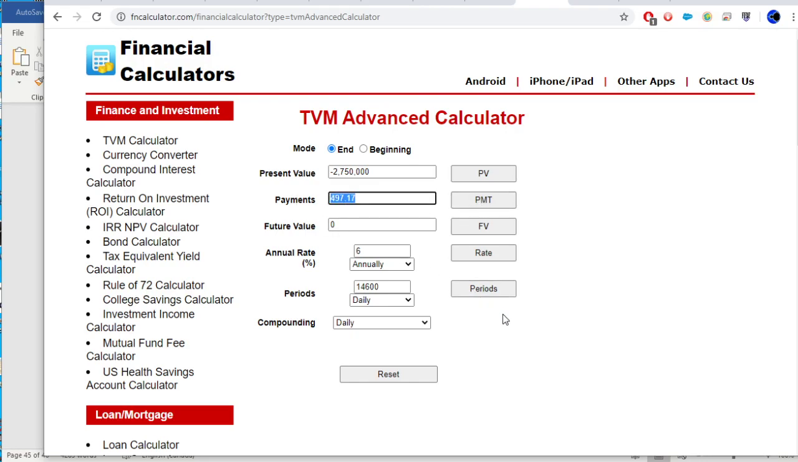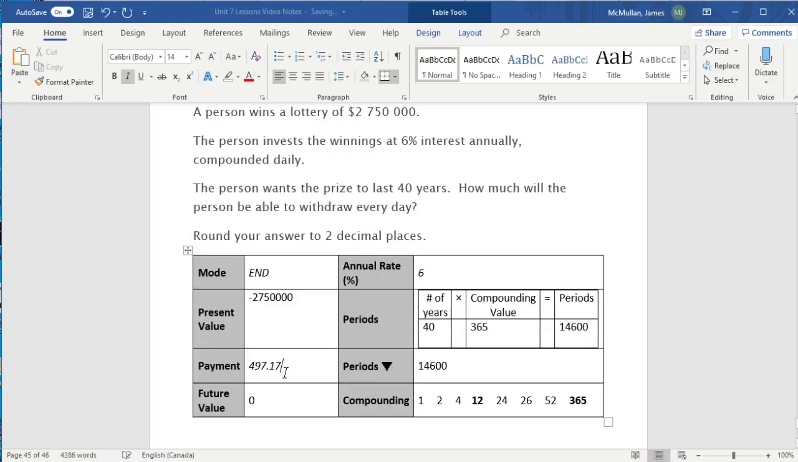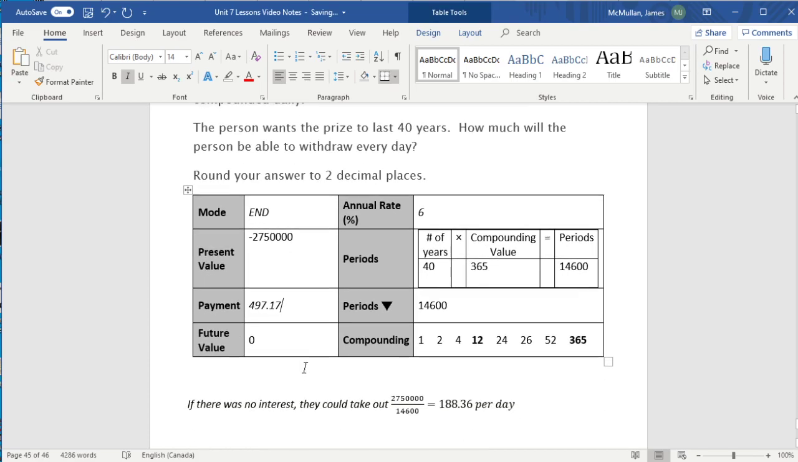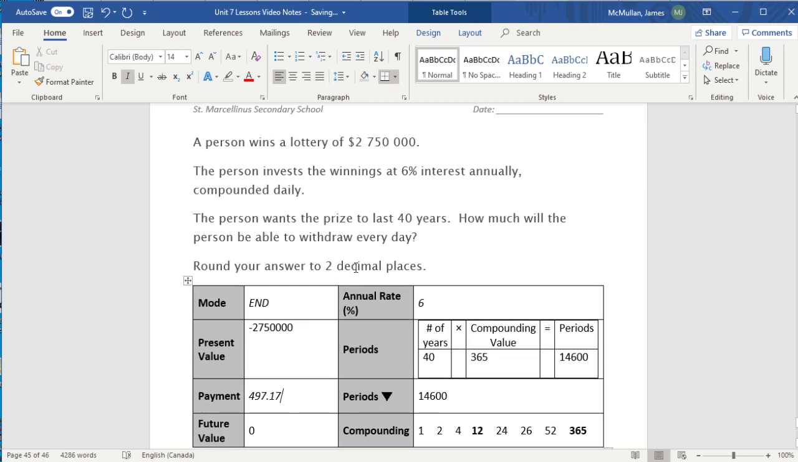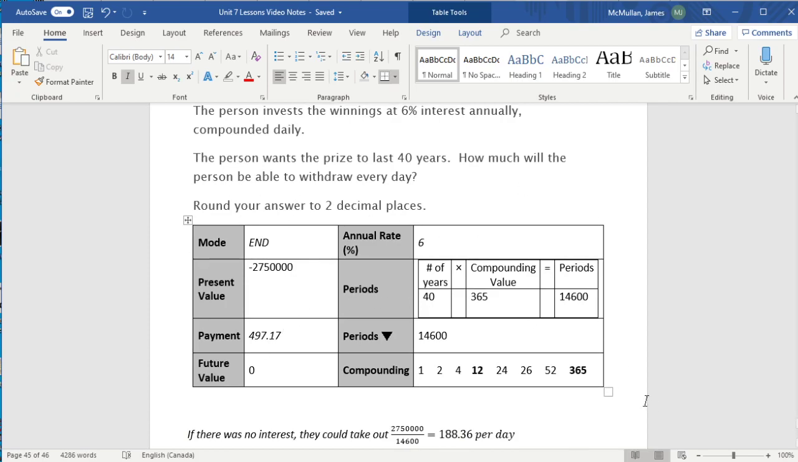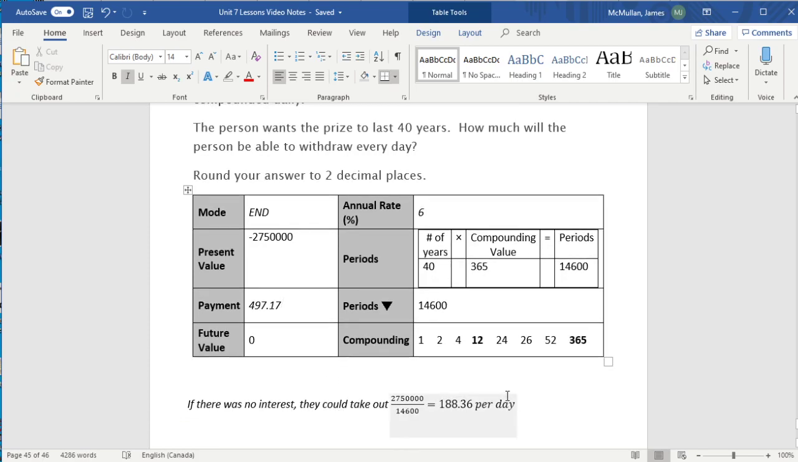They could take out $497.17 each day. So you see, obviously it's not really about winning the lottery, it's about your retirement eventually. You can make the money last a long time if you take it out a little bit at a time. And if you keep it invested and you keep it earning money for you, then you can withdraw a lot more of it over time.